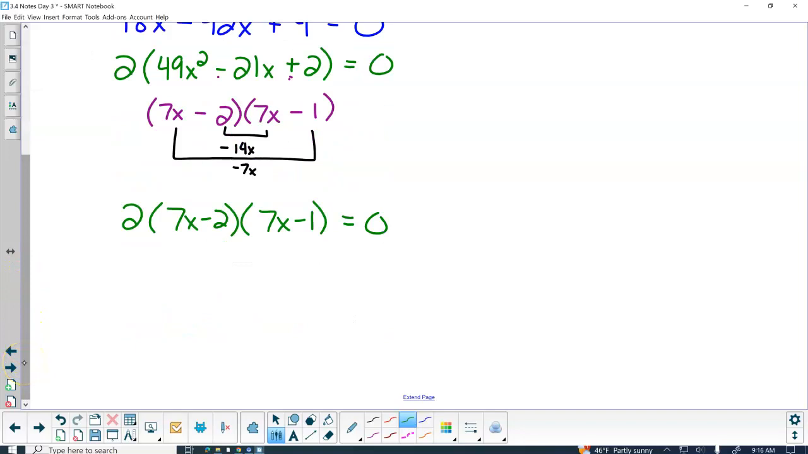Okay. Can we do any more factoring? No. So we have factored as far as we can. So now what do we do? Set all of my factors equal to 0, right? Okay. So I'm going to set all of my factors equal to 0.